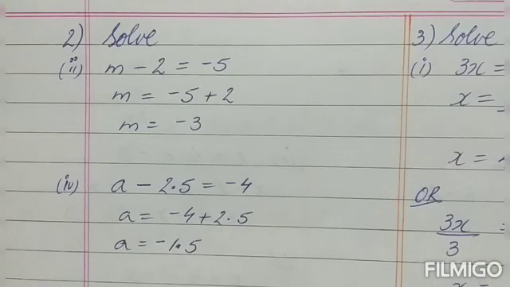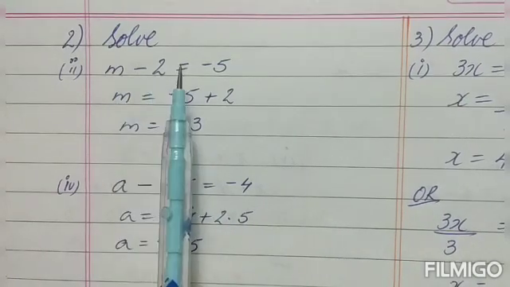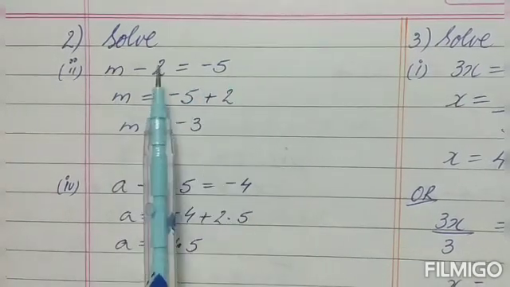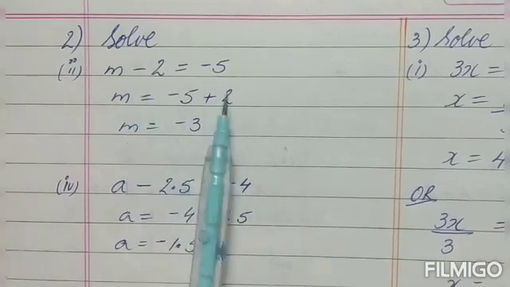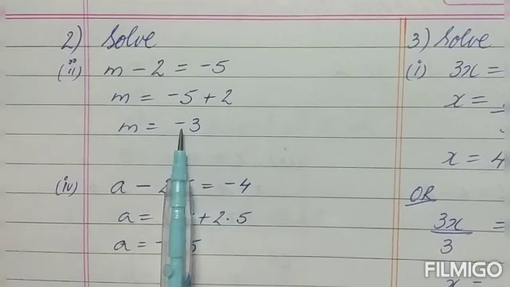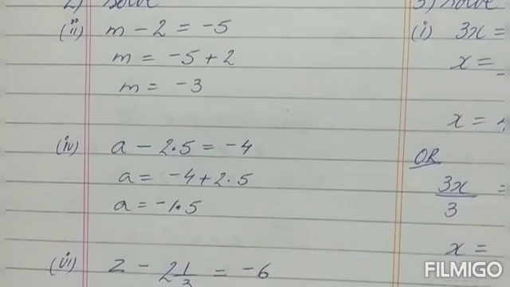Coming to question number 2, children, which is again a similar kind of question. m minus 2 is equal to minus 5. Now this minus 2, when it goes on the other side, goes as plus 2. So minus 5 plus 2 will give you minus 3.